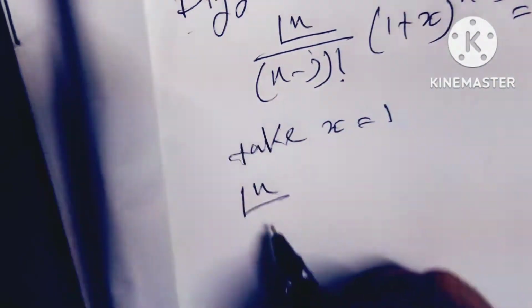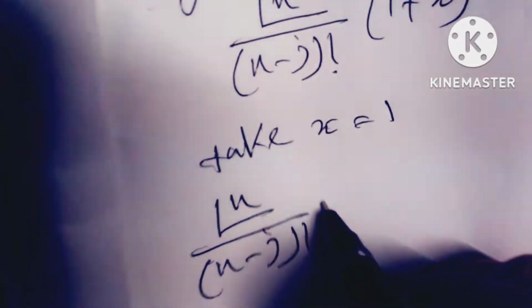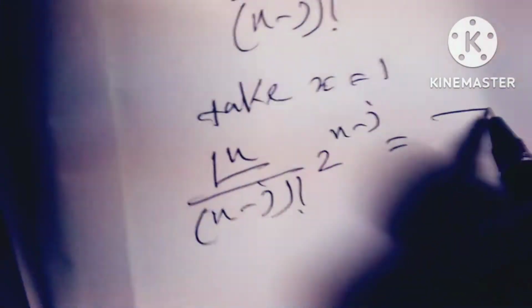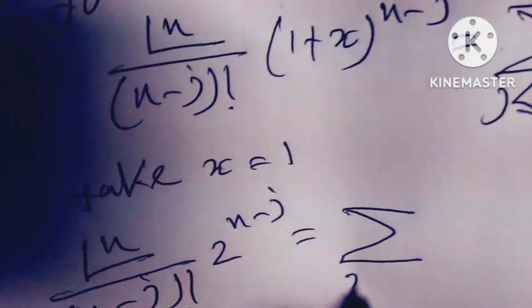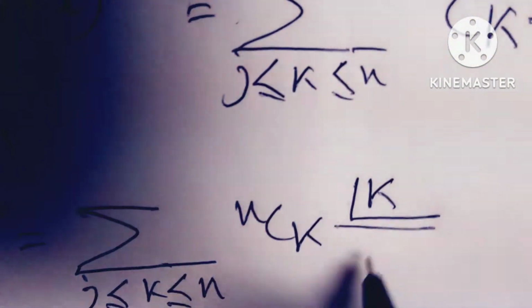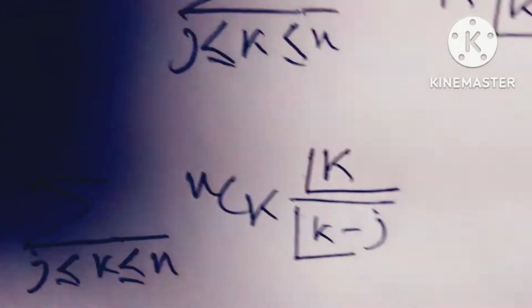Now friends, take x equals 1, so we have n factorial divided by (n minus j) factorial times 2 to the power n minus j equals summation over j less than or equal to k less than or equal to n of C(n,k) k factorial divided by (k minus j) factorial.